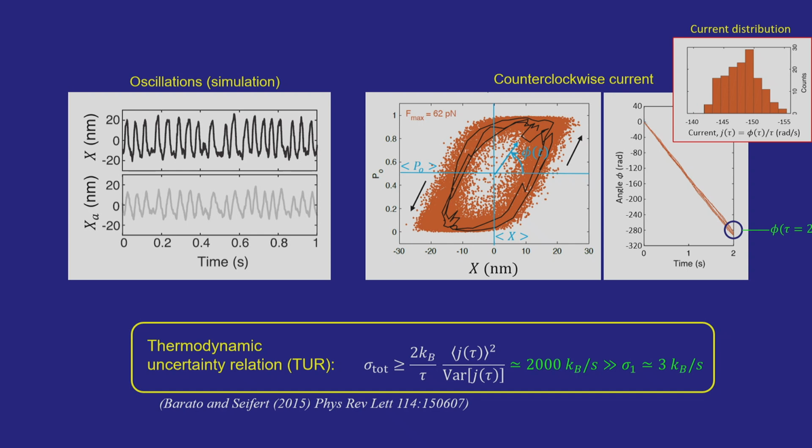This relation is called the thermodynamic uncertainty relation. It tells us that if we measure both the mean current and its variance, by computing the ratio of those, we can get a lower bound of entropy production. Using these numbers that we get from the mean and the variance, we find that the hair bundle should spend at least 2,000 kB per second, which you will agree is much larger than the 3 kB per second that we had just from time irreversibility of a single variable x.